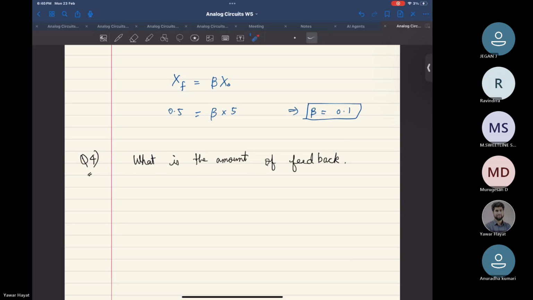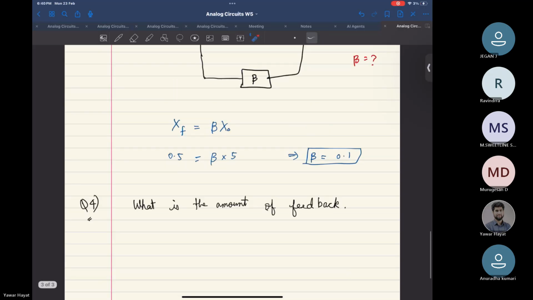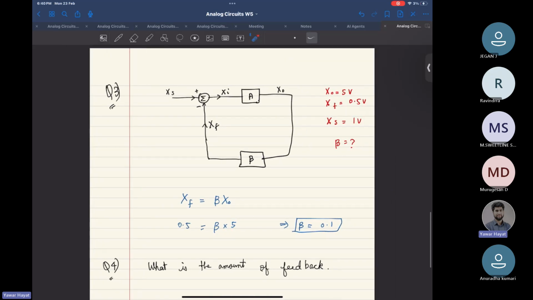Anyone? What is the amount of feedback for this question?